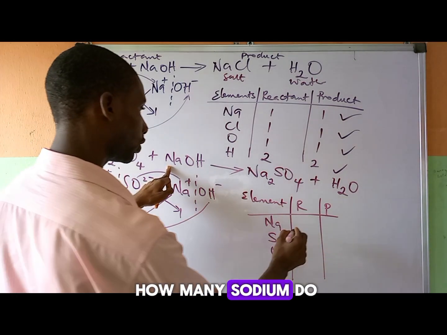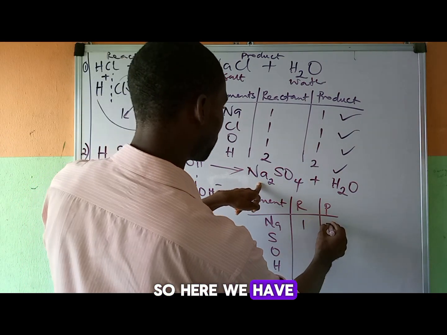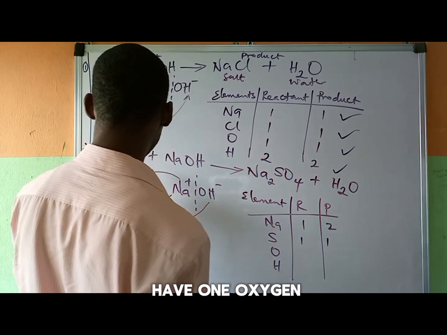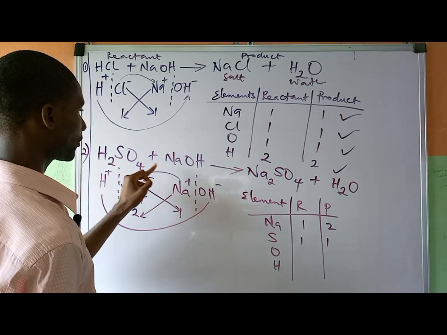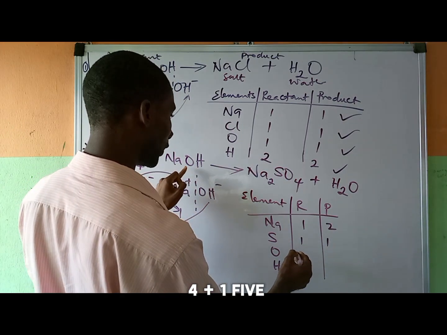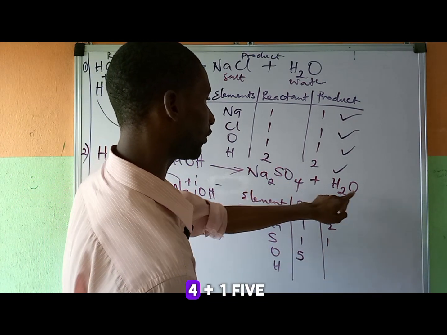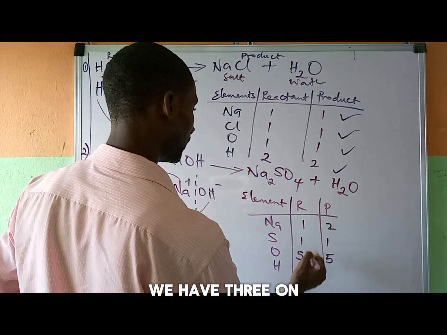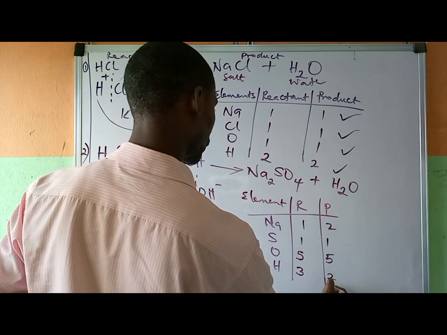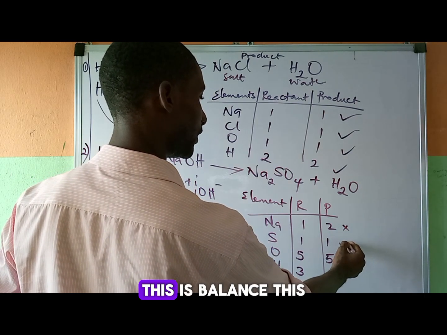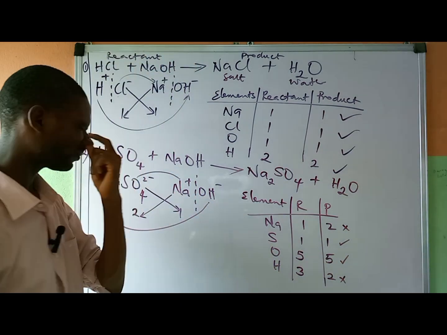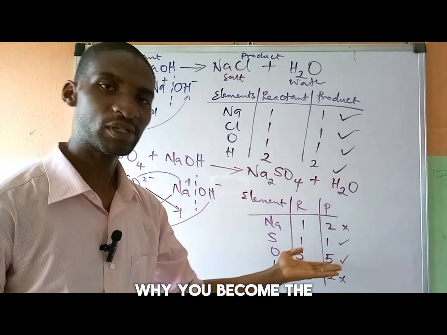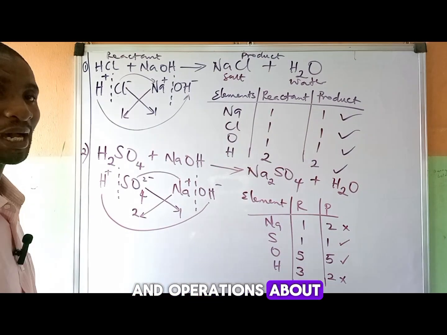So on this side, how many sodium do we have here? 1. Sodium here we have 2. Sulfur here we have 1. Sulfur here we have 1. Oxygen here we have 4, and we have 1 here, that makes it 4 plus 1, 5. Oxygen here we have 4 plus 1, 5. And then hydrogen here we have 2 plus 1, 3. On this side we have 2. So can you see this is not balanced, this is balanced, this is balanced, this is not balanced. So what can we do to make these values become the same? That is what balancing of equation is about.